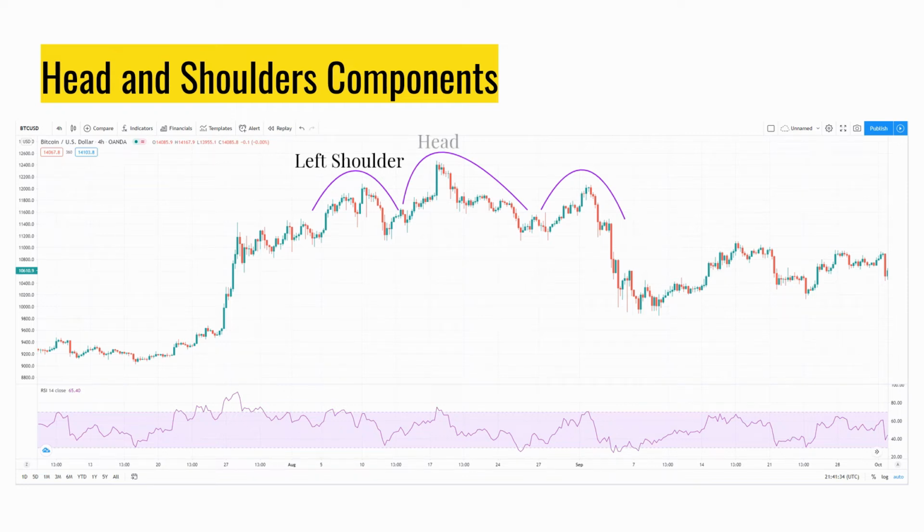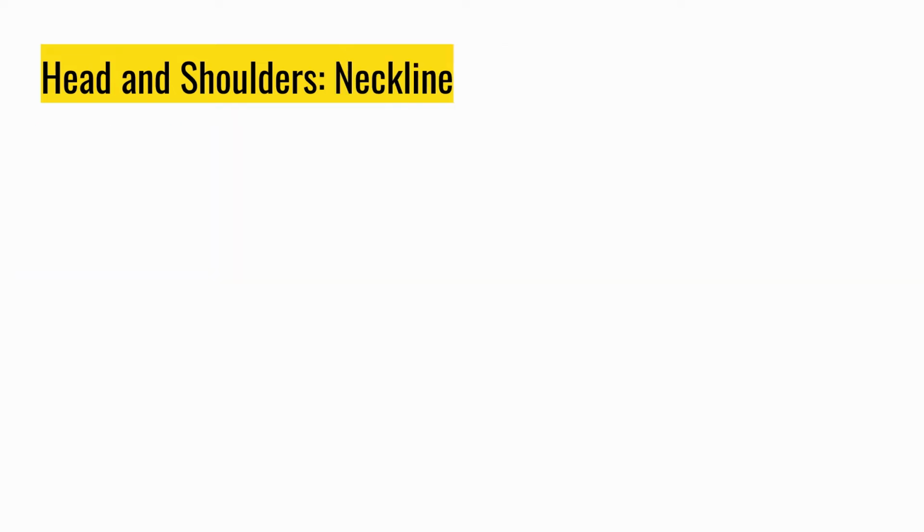The second peak is called the head, and this is when the price is at the top. The third peak is called the right shoulder. In between the left shoulder and the head, we have the first dip. In between the head and the right shoulder, we have the second dip.